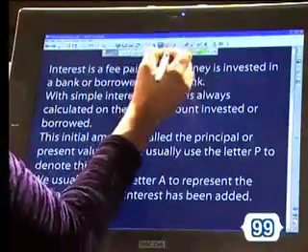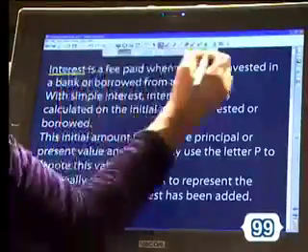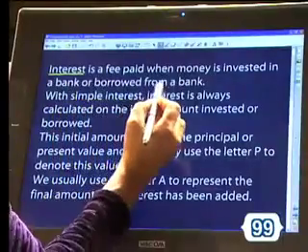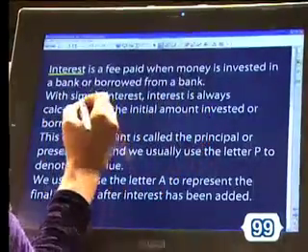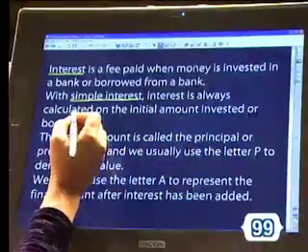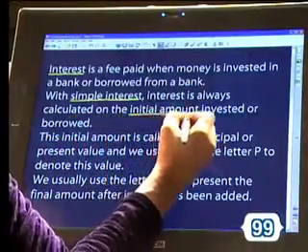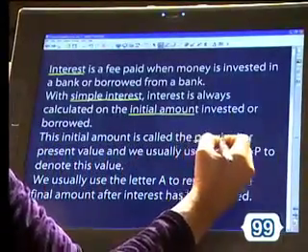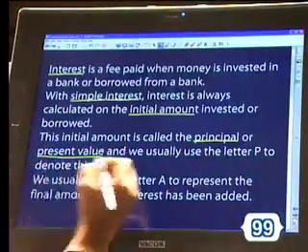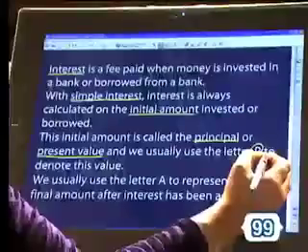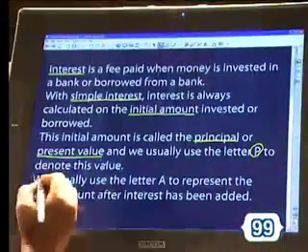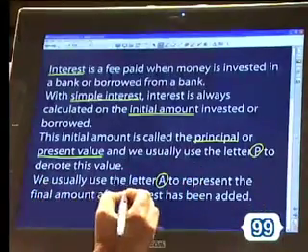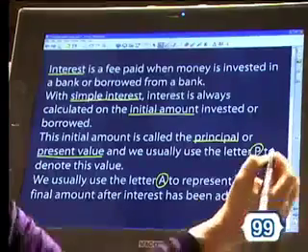All right, so first of all, it says for us that interest is a fee paid when money is invested in a bank or borrowed from a bank. With simple interest, the interest is always calculated on the initial amount invested or borrowed. This initial amount is called the principal or the present value, and we usually use the letter P to denote this value. And we usually use the letter A to represent the final amount after interest has been added.